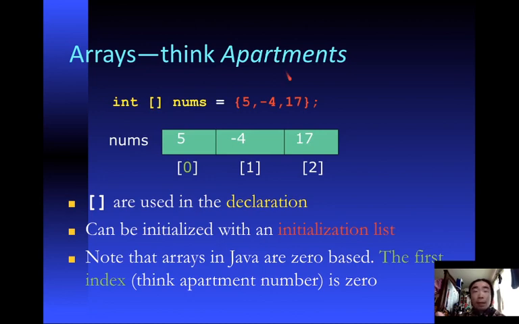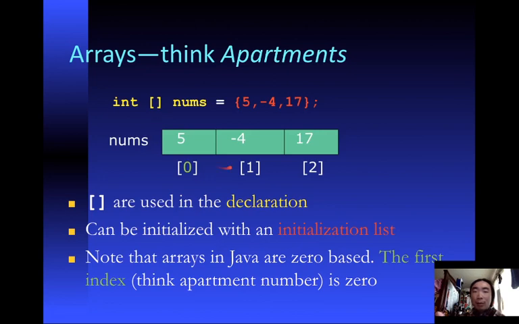In red on the right-hand side is the initialization of this integer array called nums. It is set to the values 5, -4, followed by 17. Notice the use of these squiggly braces. This is a declaration and initialization of an integer array.